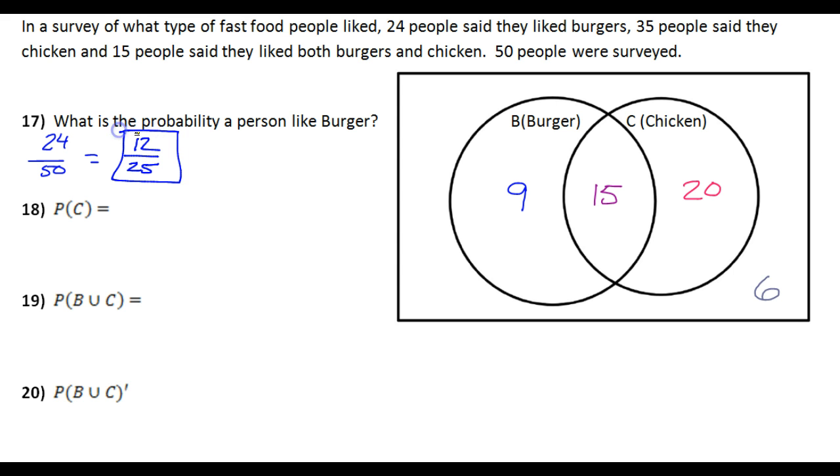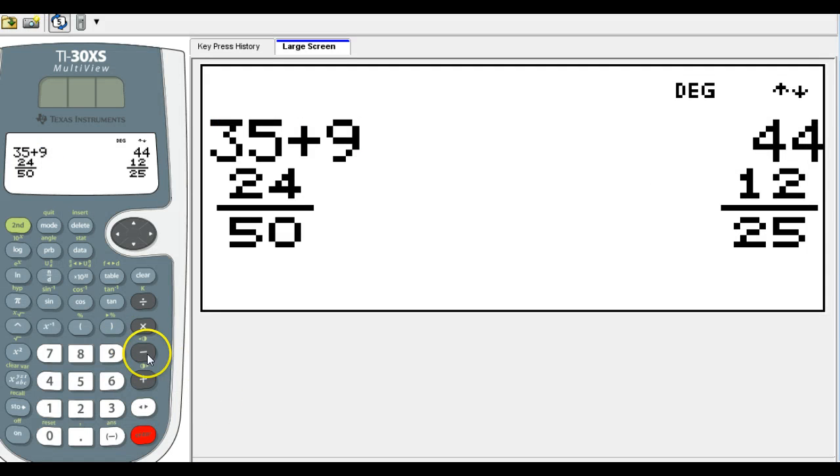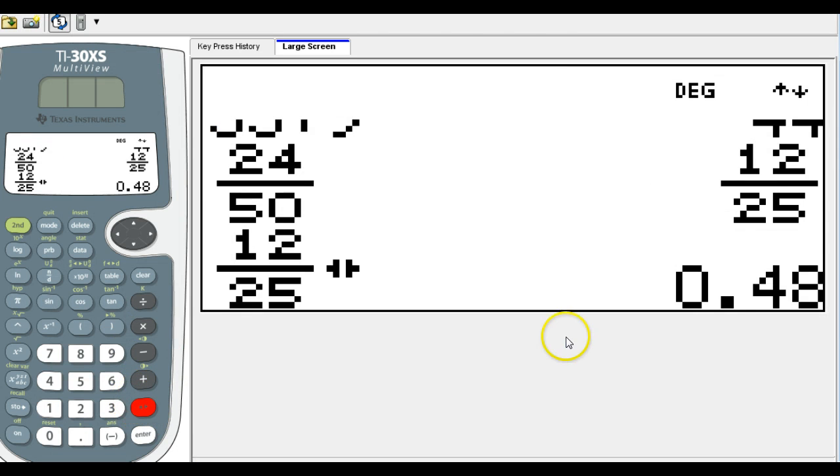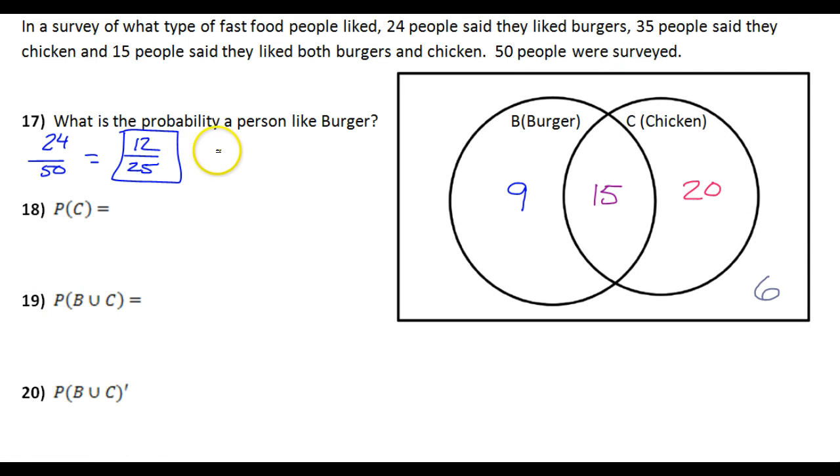Okay, so you could leave your answer like that. You can express probability as a fraction. Some people like to go decimal with it, so that's 0.48, which is the same thing as 48%. So either way.